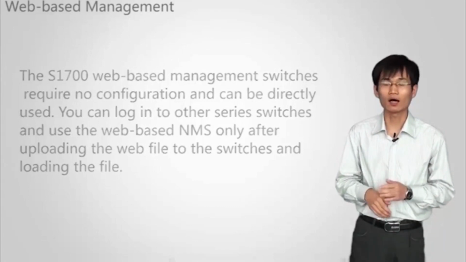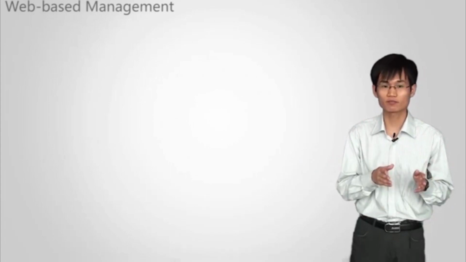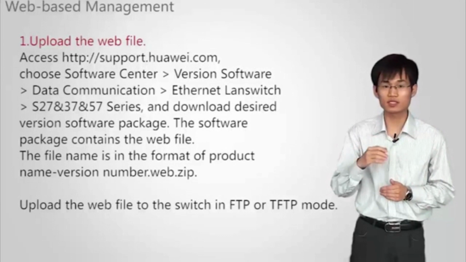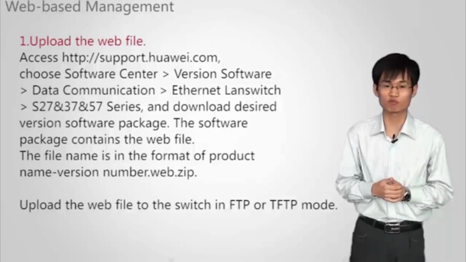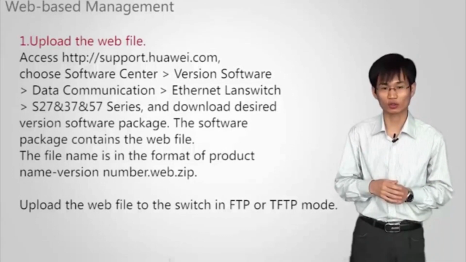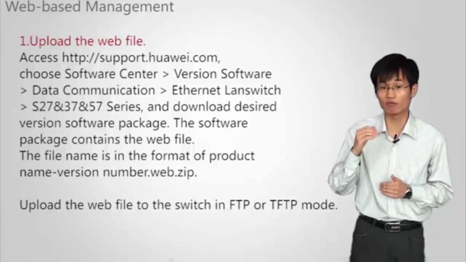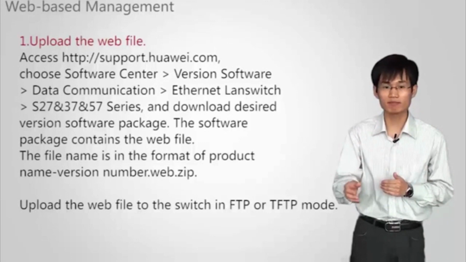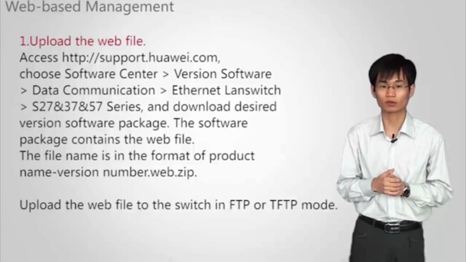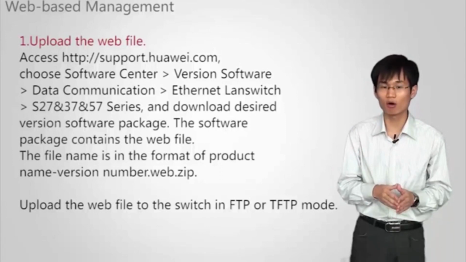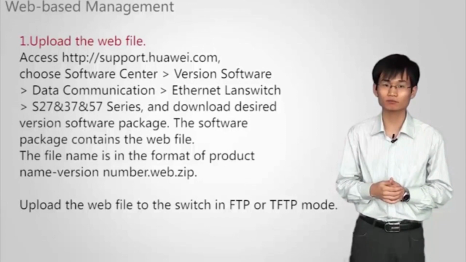The steps are as follows. First, upload the web file. Access and download the desired version software package. The software package contains the web file. The file name is in the format of product name version number .web.zip. Upload the web file to the switch in FTP or TFTP mode.